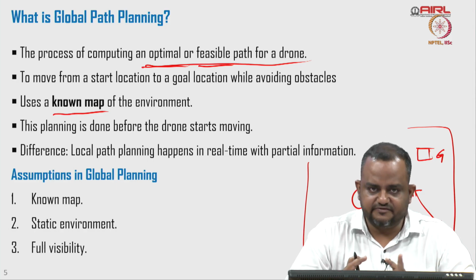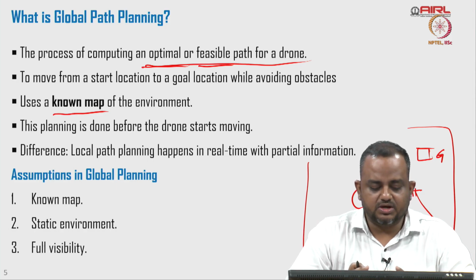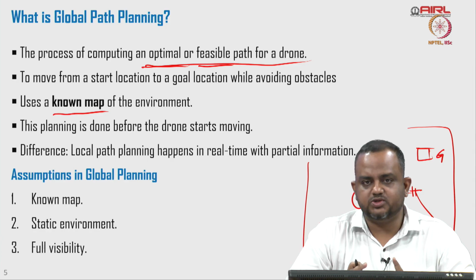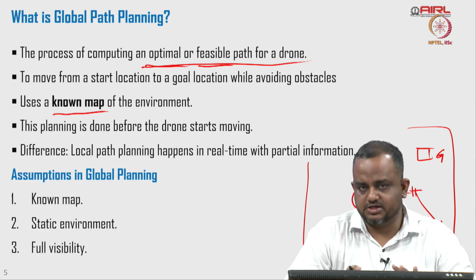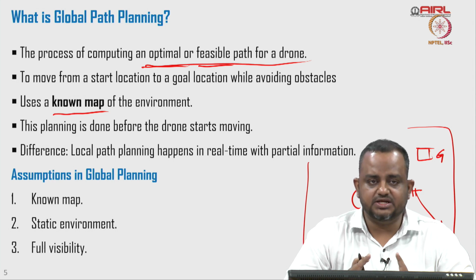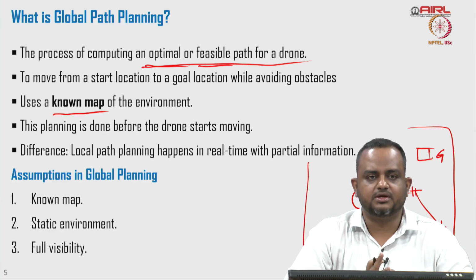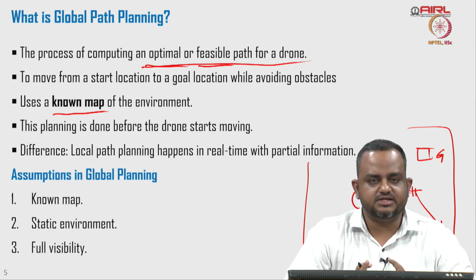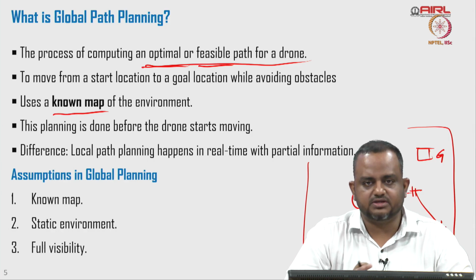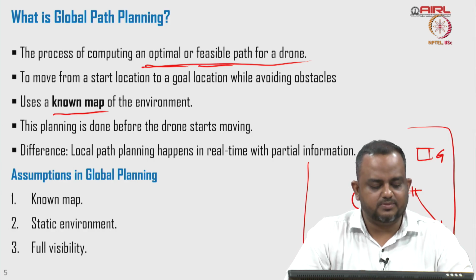It has a difference with local path planning. Local path planning happens in real time. That means, when the drone is flying from one point to another, but it does not know the existence of all the obstacles, all the buildings or structures. If the map is completely not known, then when there is some obstacle, it comes as a surprise to the drone or the sensor system of the drone, then it needs to plan its path in real time to avoid the obstacles. So, that is called local path planning.